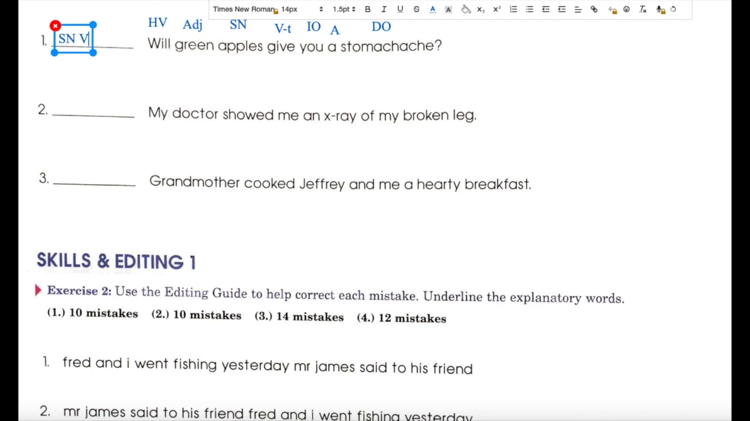Subject noun, verb transitive, indirect object, direct object, pattern 3. And we know this, of course, because we have an indirect object in the sentence. There are no prepositional phrases. We have a question mark, question, interrogative sentence, INT.